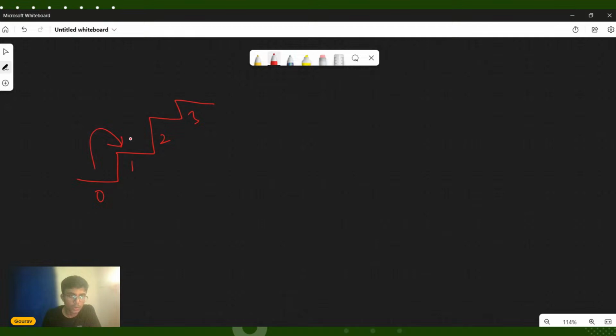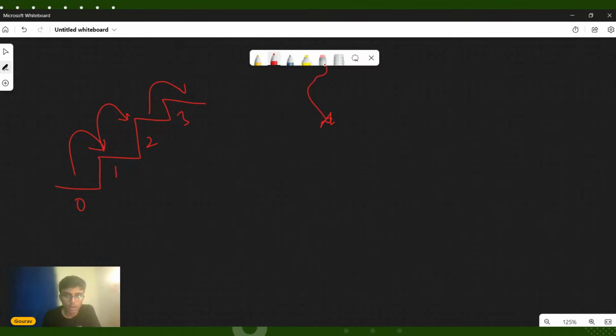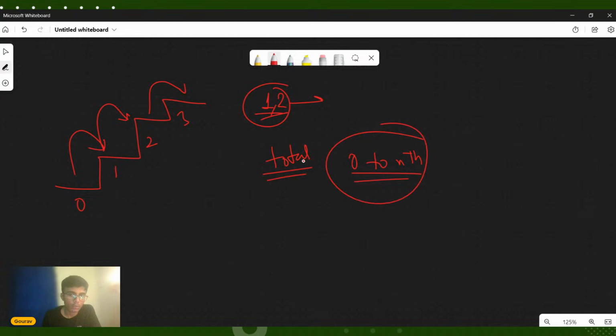So from 0 you will go to 1, from 1 you will go to 2, and from 2 you will go to 3. At a time we can climb either 1 or 2 steps. So you can go from 0 to 1 or 0 to 2. So the possible choices of movement are 1 and 2. Now you have to write the total number of distinct ways you can reach from the 0th to the nth stair.